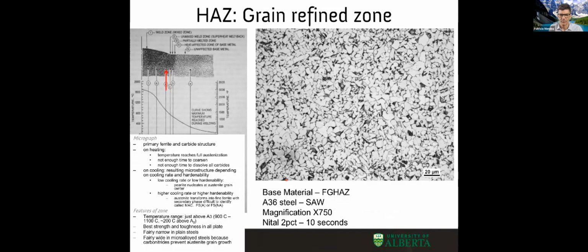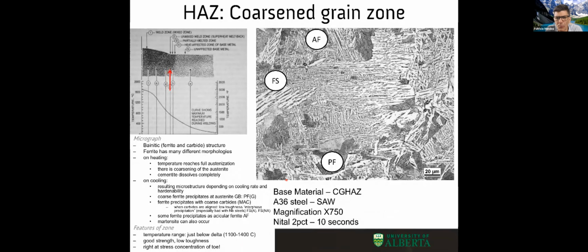All right. So what's a big deal? Why would a big grain give me this mess of a microstructure instead of a pretty ferrite and pearlite? Why is a big grain giving me this big mess?